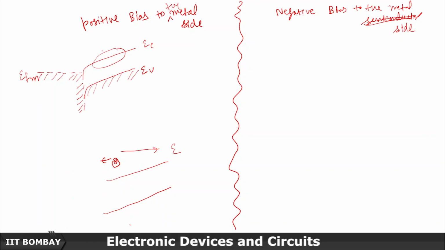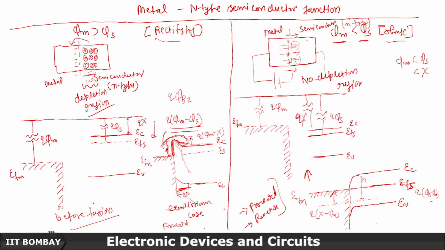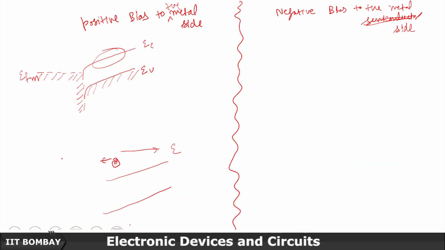So now electrons which have moved from metal to semiconductors can come back. Electrons can come back from semiconductor to metal, right? So current is possible, formation of current is possible.